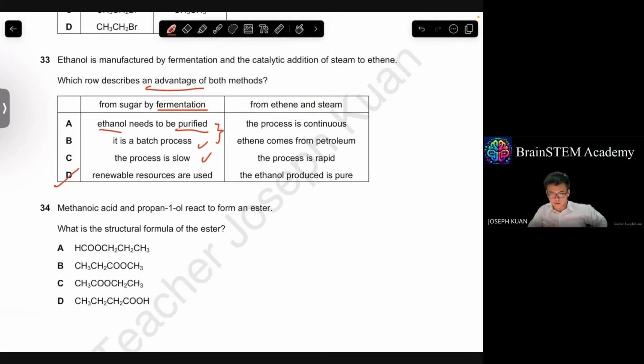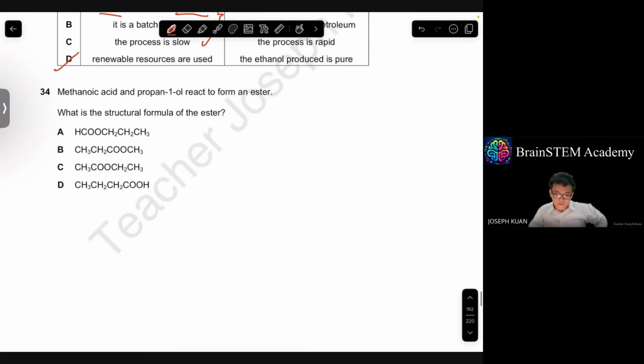So the first 3, these are disadvantages from an industrial standpoint. So D is true because we use glucose, which is renewable, and then the ethanol produced is pure, unlike the catalytic addition of steam to ethylene process.